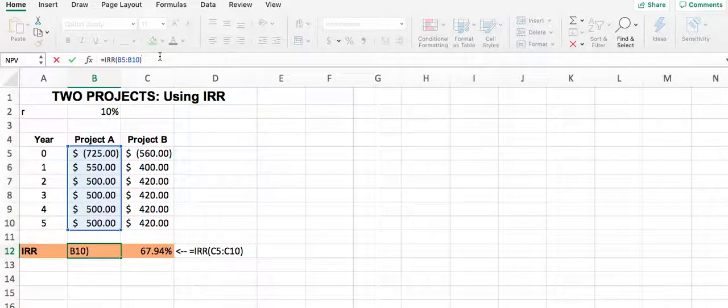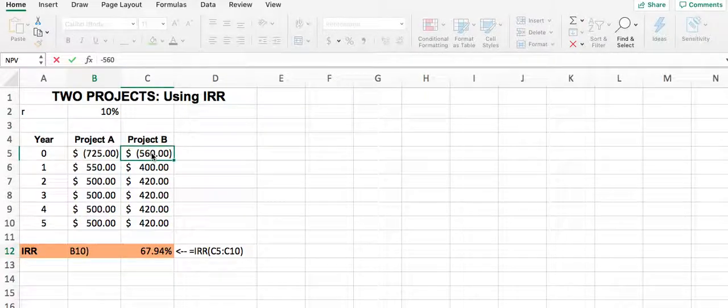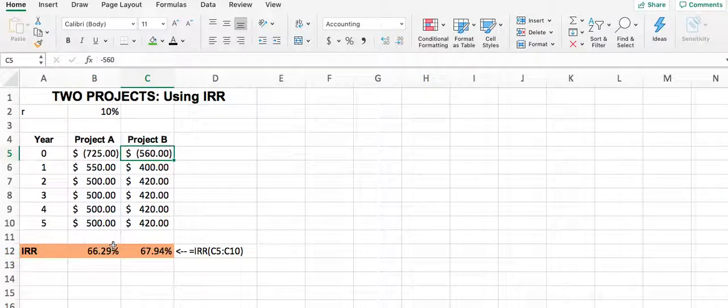I used a function to determine the internal rate of return for 5 years of Project A and Project B. Here we see that the difference is about 1.5%, almost 2%, but we would consider Project B over Project A because it has a higher internal rate of return.